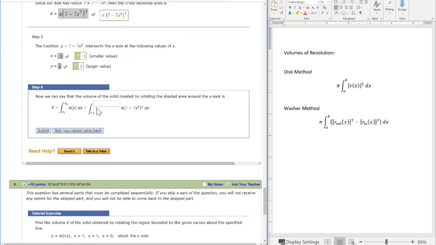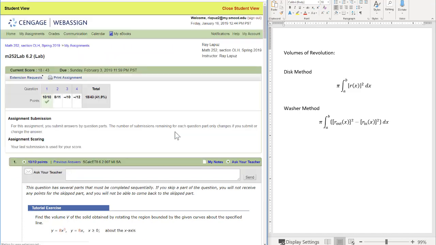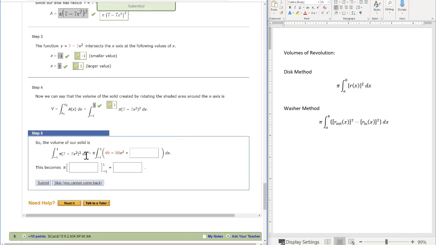You're going to integrate from minus 1 to positive 1 of pi times 7 minus 7x squared, quantity squared. This is symmetric, so whatever we get for the first half is going to be the same as the second one. Well, let's get to that in a minute. We have pi as a constant that we can take outside, and then it looks like they FOILed this out because that's just going to make things easier.